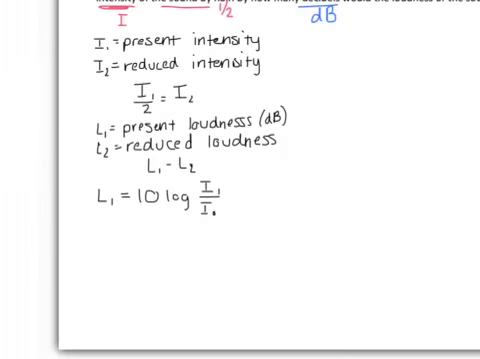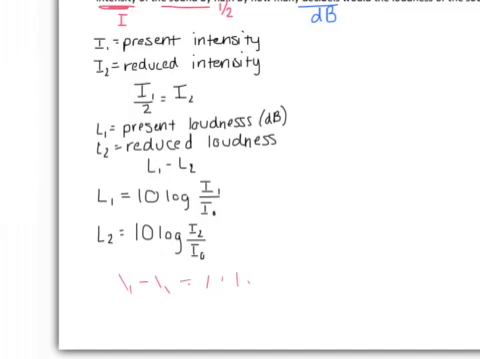Then I'm going to do the same thing for my L2. So I'll have L2 equals 10 log of I2, my reduced intensity, over intensity naught, the whole threshold of hearing thing. Okay. So remember, our goal is to get L1 minus L2. Well, we just found formulas for each of those, right?